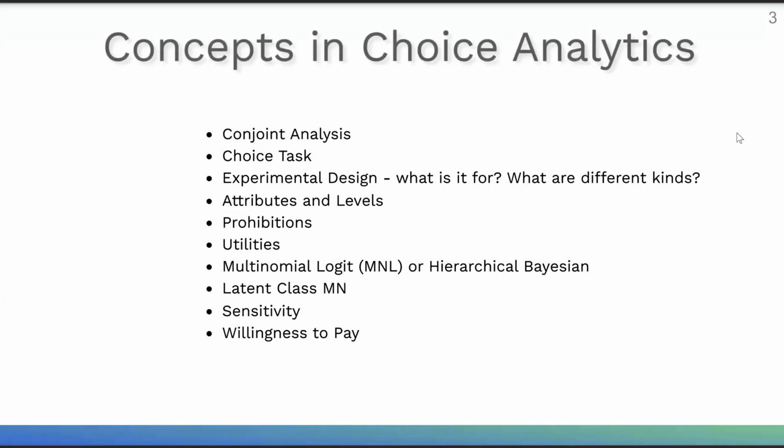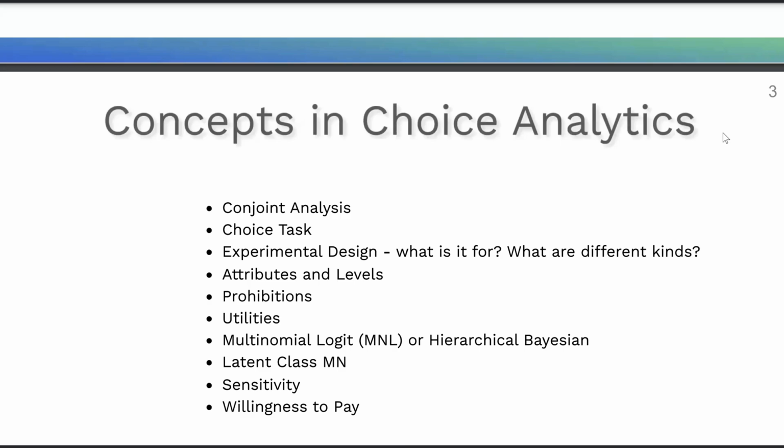So let's talk about what are the concepts in choice analytics and conjoint analysis. And when I say choice analytics, we're really talking about discrete choice, conjoint analysis. There's different names for it. They don't exactly mean the same thing, but discrete choice is a part of conjoint analysis. Conjoint analysis is a larger umbrella, basically. But what are the concepts that we're going to be talking about today? First of all, let's talk about conjoint analysis and what it really is. Now, I'm not going to talk about the history of it, but let's just define what conjoint analysis is.